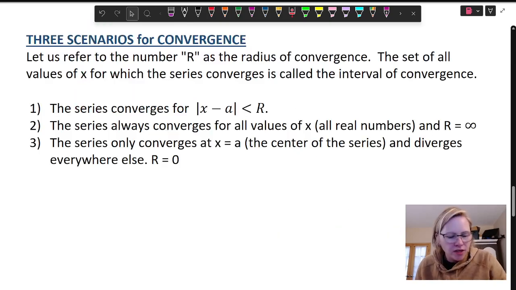So in summary, here's kind of what we just talked about. And if you want to pause the video and jot down any of these notes, feel free. But again, these are the 3 situations that we can come across when we're using the ratio test to find our interval or radius of convergence. And remember, the interval is an interval. The radius is a single number. So from the center to an endpoint, that will be the radius of convergence.